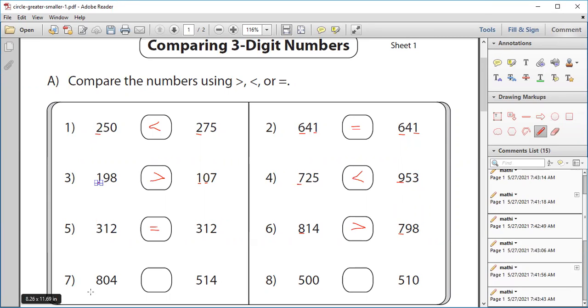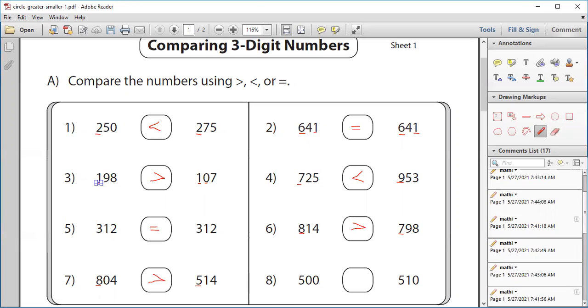Question 7, 804, 514. Start to compare from the far left, which means we're going to start to compare between the hundreds. The hundreds here is 8, and the hundreds here is 5. 8 is greater than 5, so 804 is greater than 514.